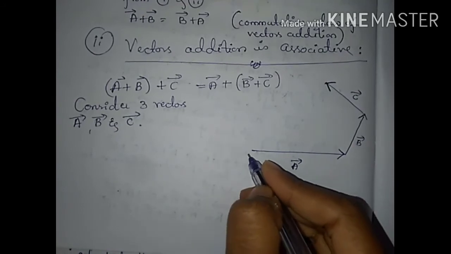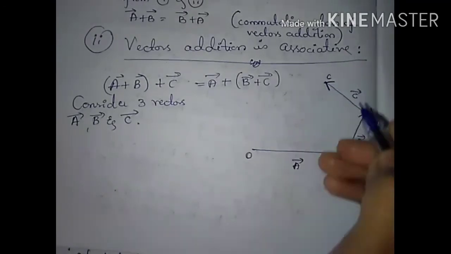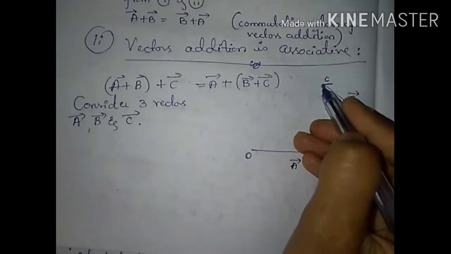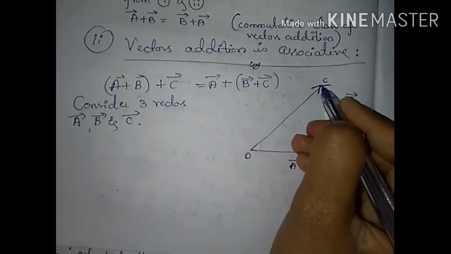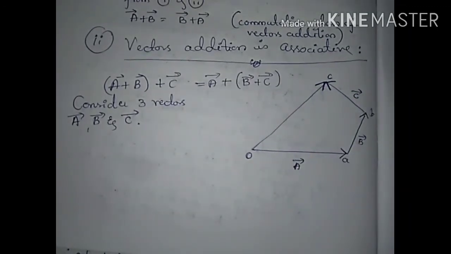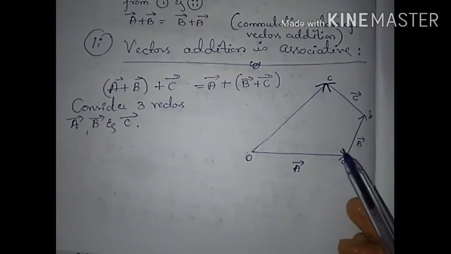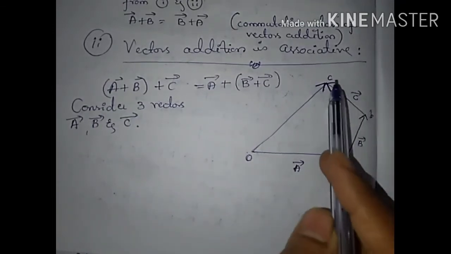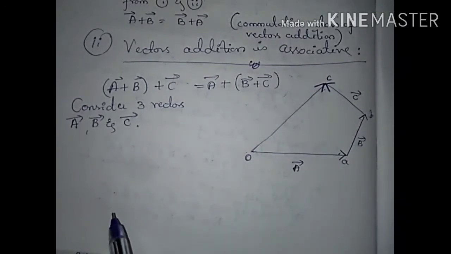So let us give the naming O, A, B, C. To get the resultant, what will we do? We'll draw the line from O to C. In the figure, vector A is OA, vector B is AB, vector C is BC and the last vector is OC.